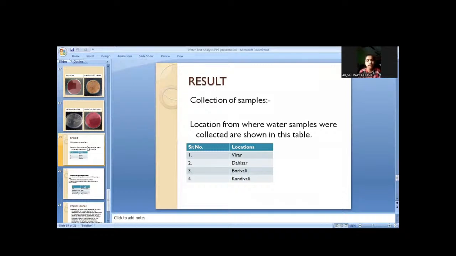Now the results. Collection of samples. The locations from where water samples were collected are shown in this table. That is Virar, Dahisar, Borivali and Kandivali.